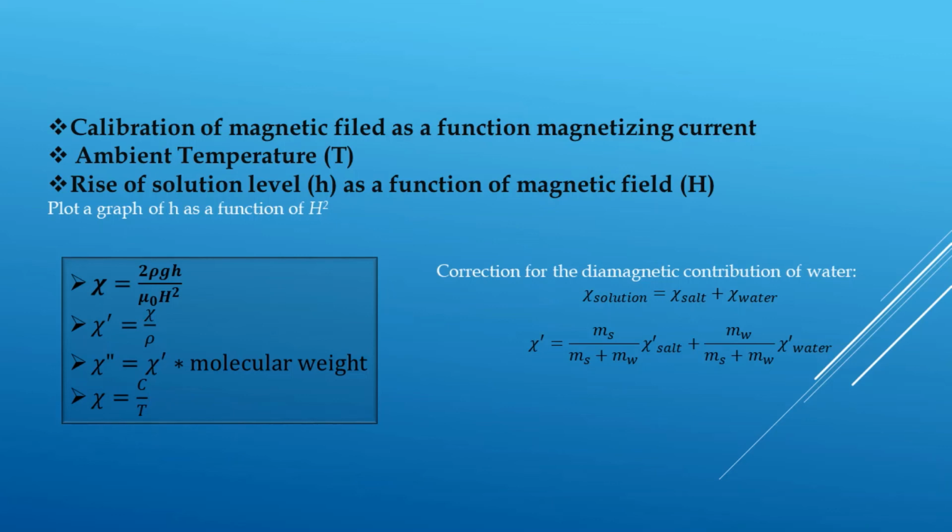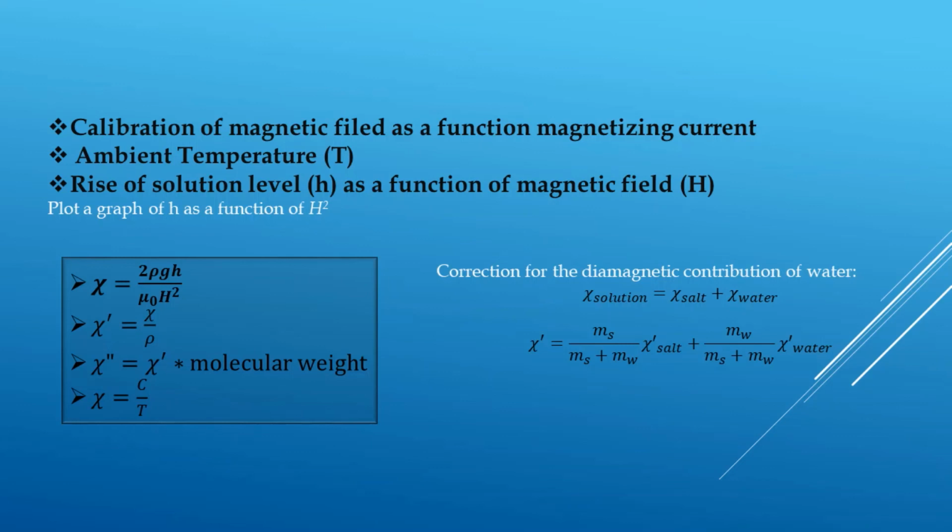Now chi prime is the mass susceptibility, that is chi over rho. And molar susceptibility we can measure from the relation: molar susceptibility, chi double prime, is equal to chi prime, the mass susceptibility, multiplied by the molecular weight. And finally the Curie constant we can have from the relation chi is equal to C by T, as chi is inversely proportional to capital T.